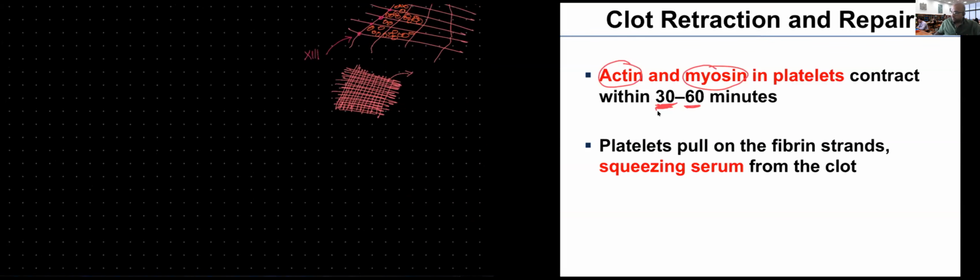We call this step the blood clot retraction.